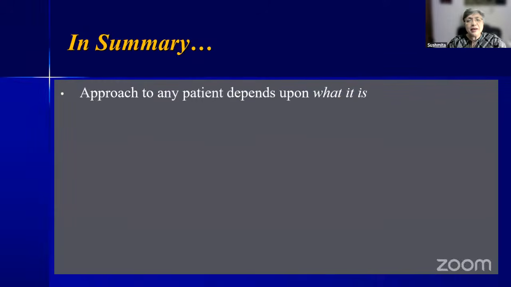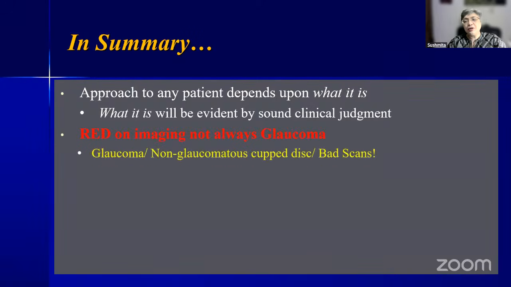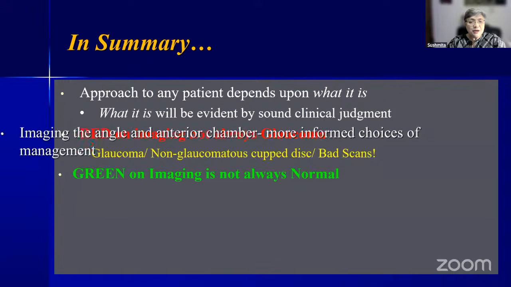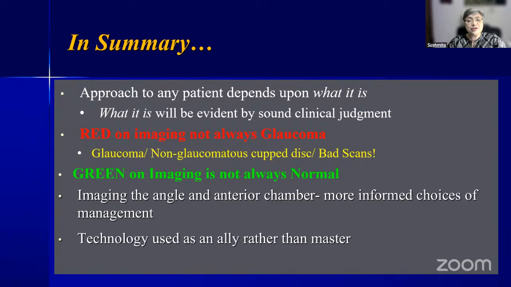So in summary, I would say the approach to any patient depends on what it is, and what it is is evident by sound clinical judgment. But if there's one message here, red on imaging is not glaucoma. Glaucoma, non-glaucomatous cup disc, bad scans, all of them can become red. And green on imaging is not always normal, right? So imaging the angle and anterior chamber gives you more informed choices of management also. And technology, the more you see it, the more you'll use it as an ally rather than a master. And you can't use them in isolation.